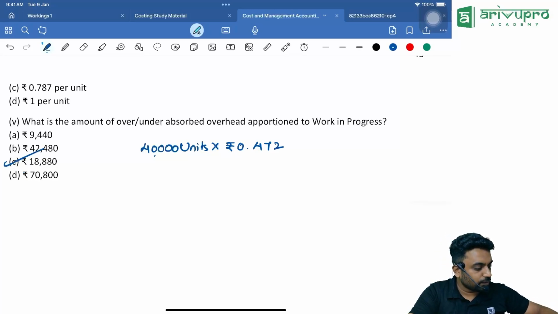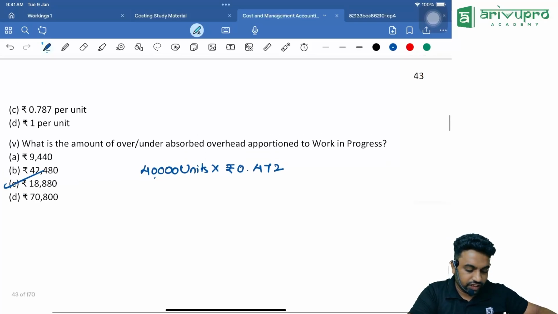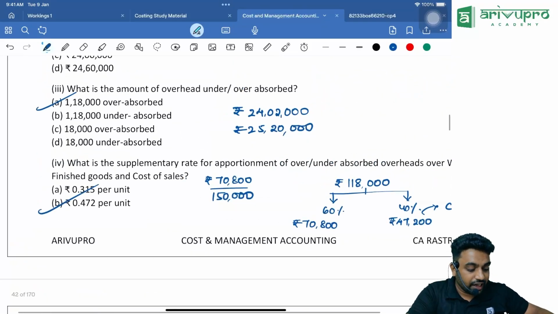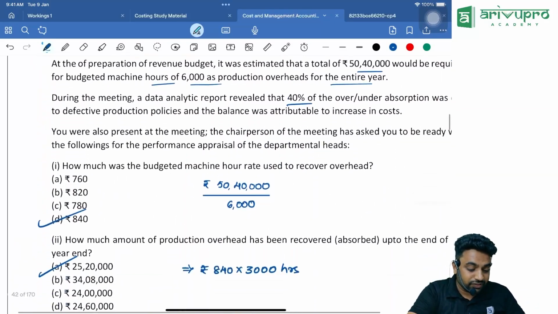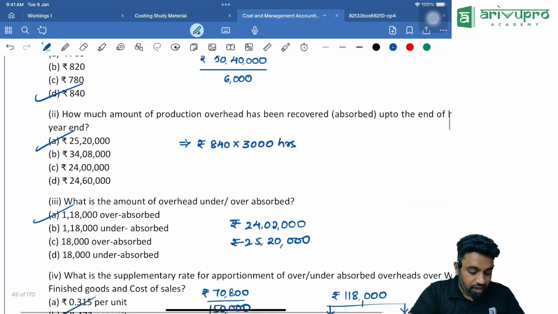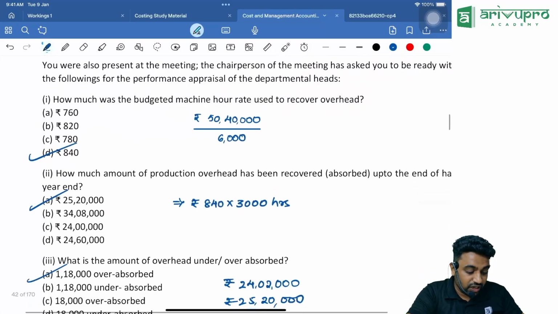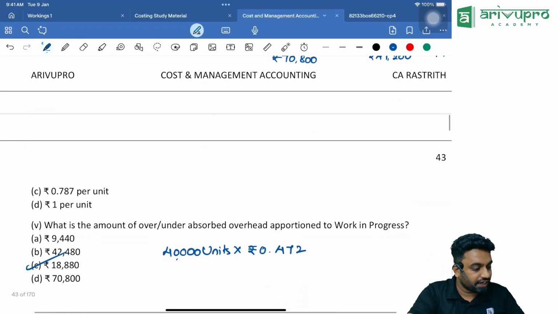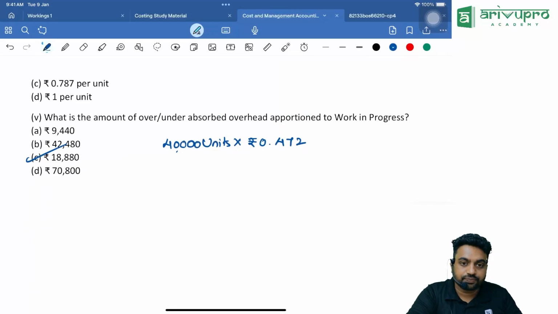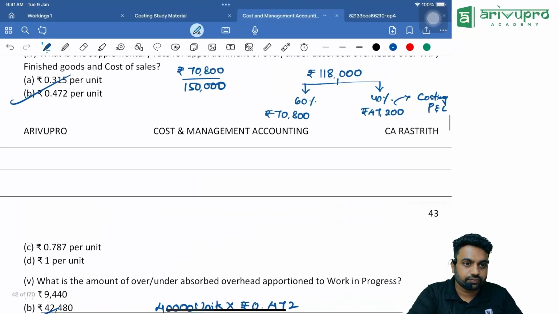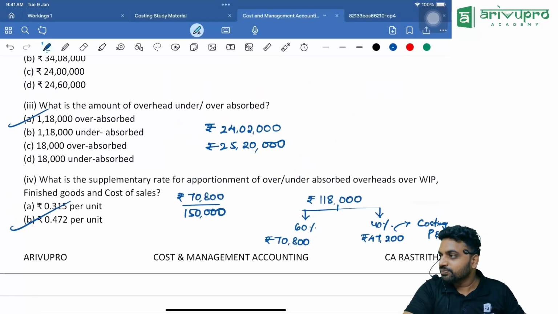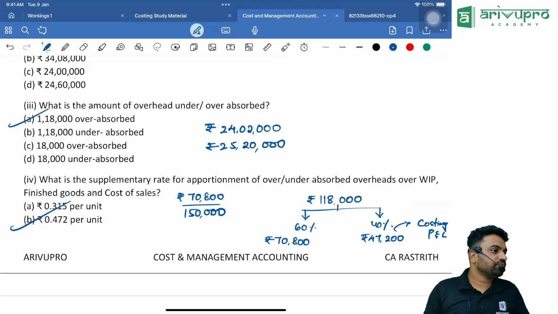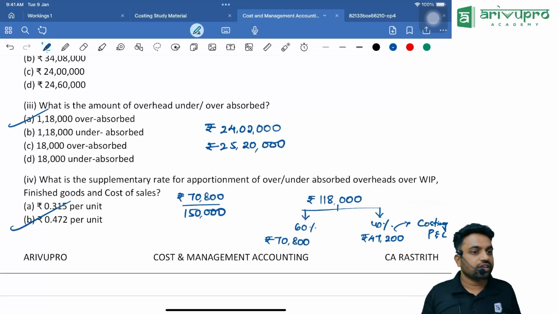Anyone? Any doubt in this case-based scenario question? If you have any doubt, please let me know. Otherwise, we can finish off this particular chapter. Relating to this, PYPs and RTPs will be discussed after activity-based costing, because both are related. Got it? With that, we have completed our overheads.